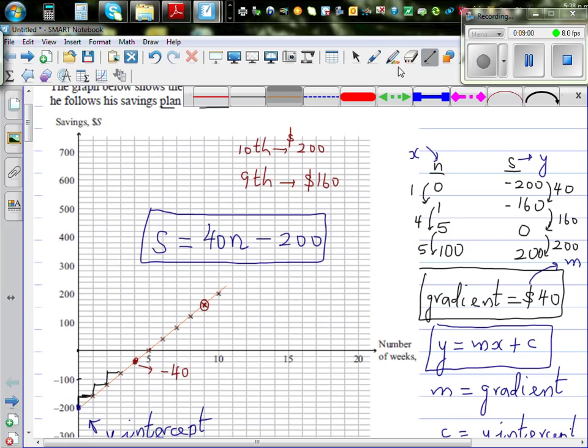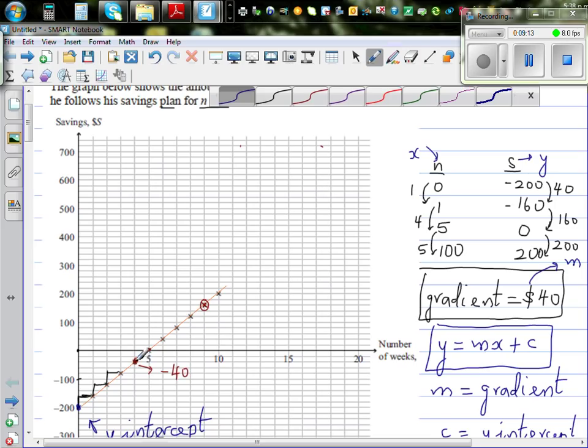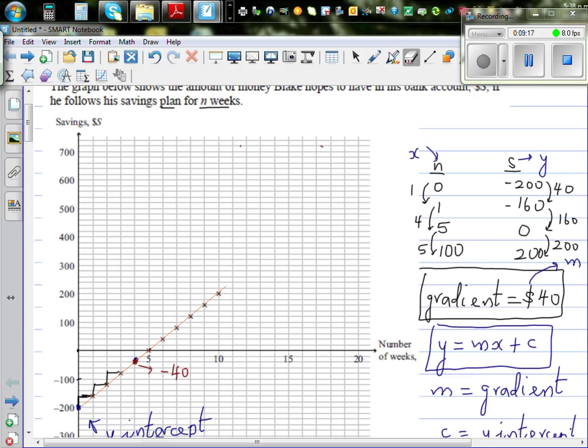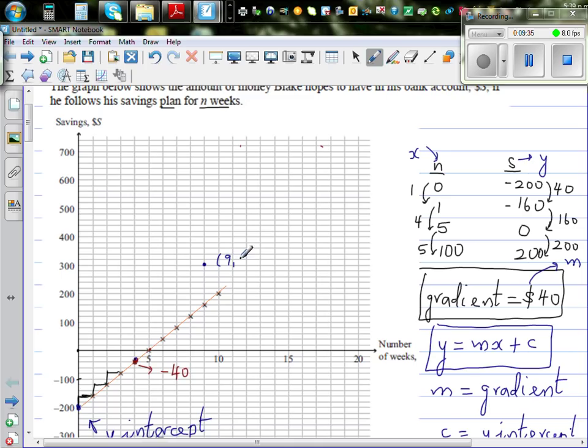Let me delete this to draw the graph from here to here. So this is week 4, and this is week 9. In week 9, he wants to attain how much? 300. So this is 300. Am I right? This is week 9. He wants to have a saving of 300. This is where he was in week 4. In week 4, he had a saving of minus 40, that means he has got an overdraft. Now his plan is to go from here to here, like this.